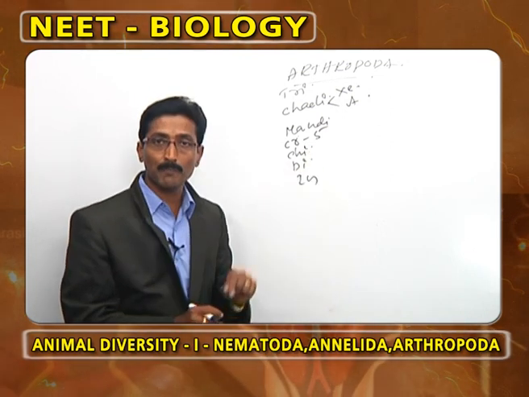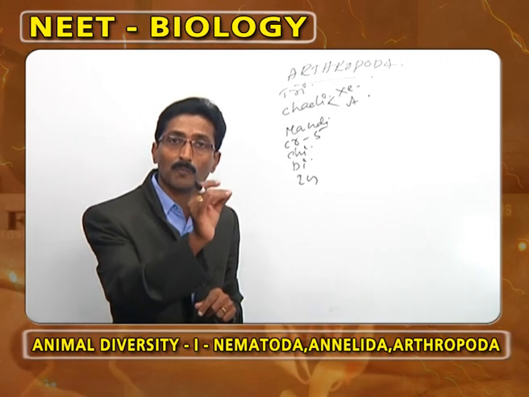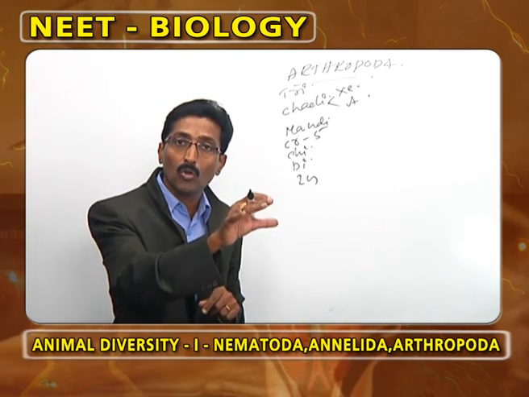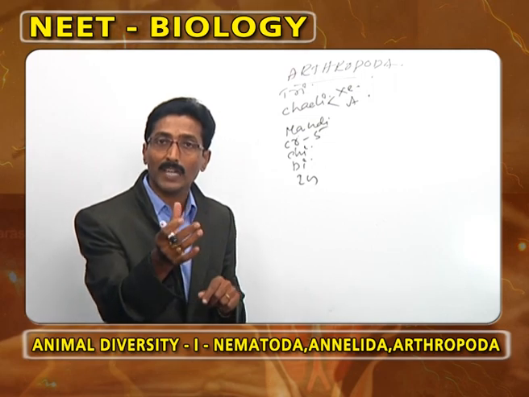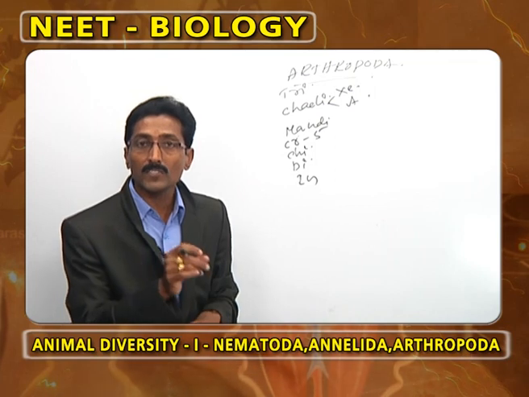In the Chilopoda and Diplopoda, in these two classes, in some animals the genital pore is anterior, called Progoniata, and in some animals the genital pore is posterior, which we call Opisthogoniata.